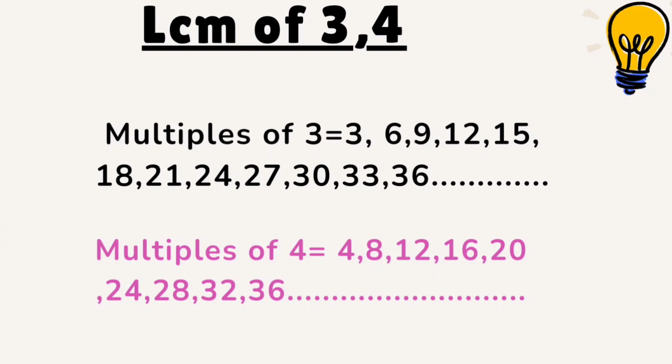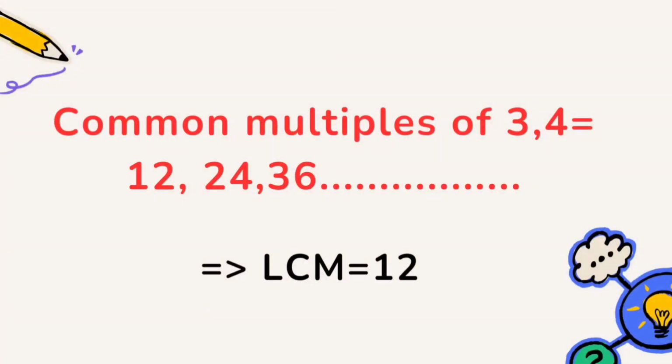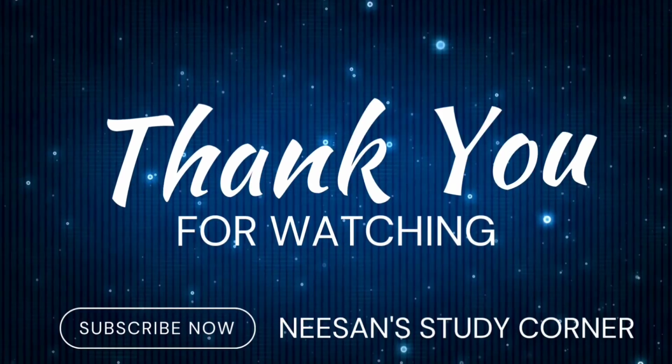मतलब जो जो मल्टीपल्स दोनों नंबर में आ रहे हैं वो सब इक्वल 12, 24 and 36 and so on. ज़्यादा निकालेंगे तो निकलेगा, पर हमको क्या चाहिए? LCM, हाँ ना? तो सबसे छोटा कॉमन मल्टीपल है 12. सो LCM इक्वल 12. देखा मैजिक? बहुत ही सिंपल मेथड से हमने LCM निकाल दिया. ऐसे ही कितने भी नंबर्स का LCM निकालना हो तो आप यही मेथड यूज कीजिए. वेरी सिंपल एंड इजी. This is all about today's class.